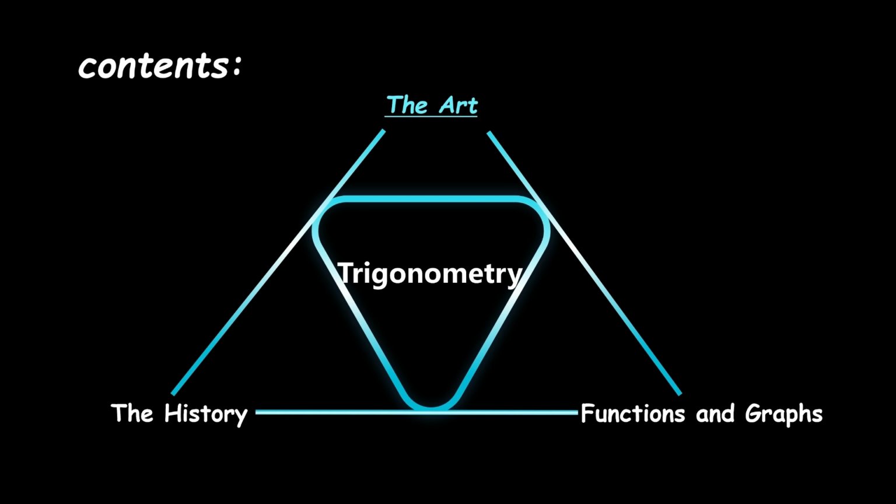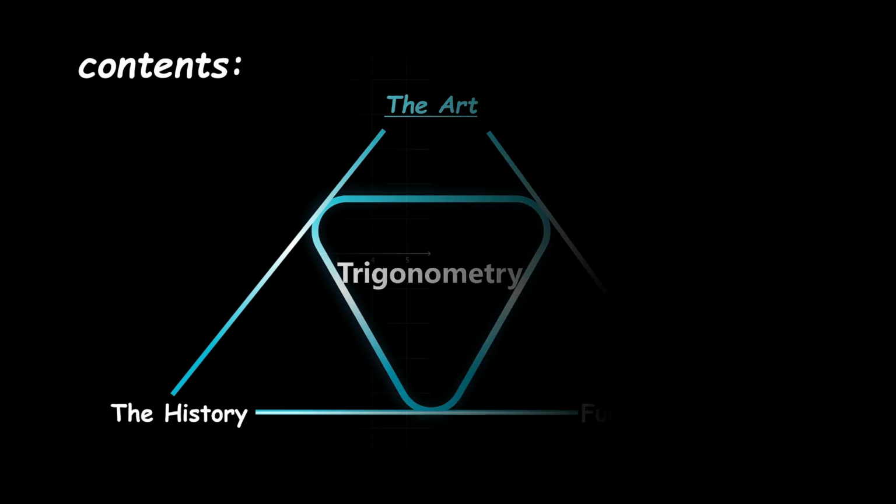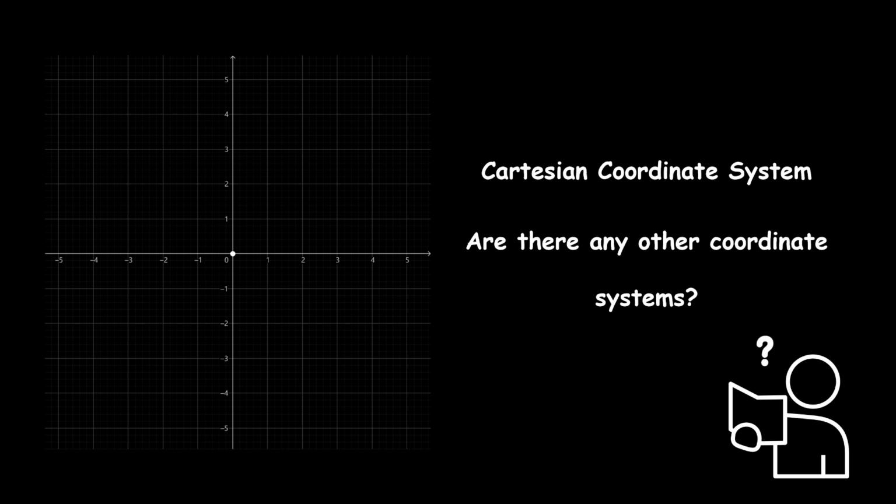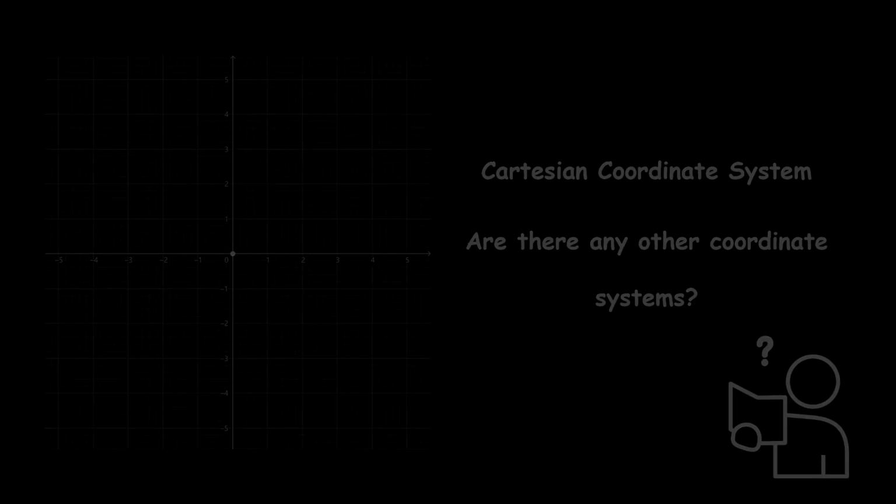Next, we transition to an exciting section exploring the artistic side of trigonometry. Before we begin, let's introduce a concept. This is the Cartesian coordinate system, the most commonly used one. But are there other coordinate systems? The answer is yes. One such system is the polar coordinate system.